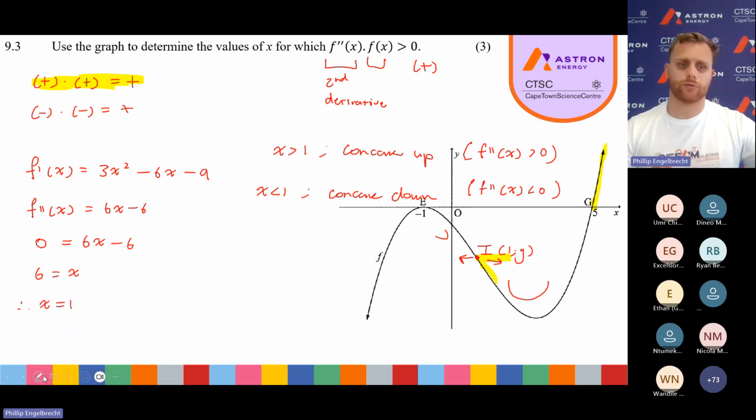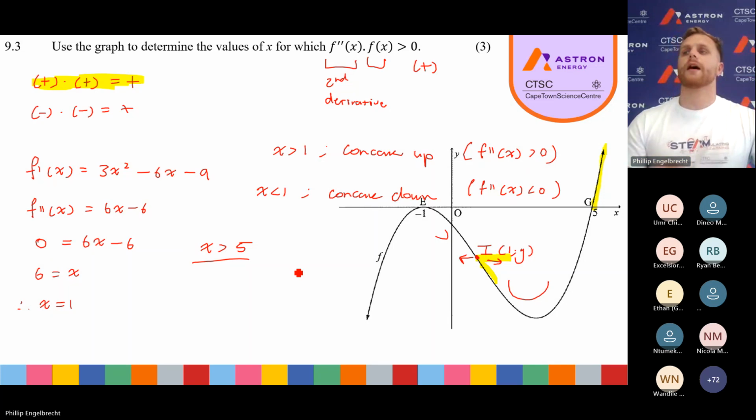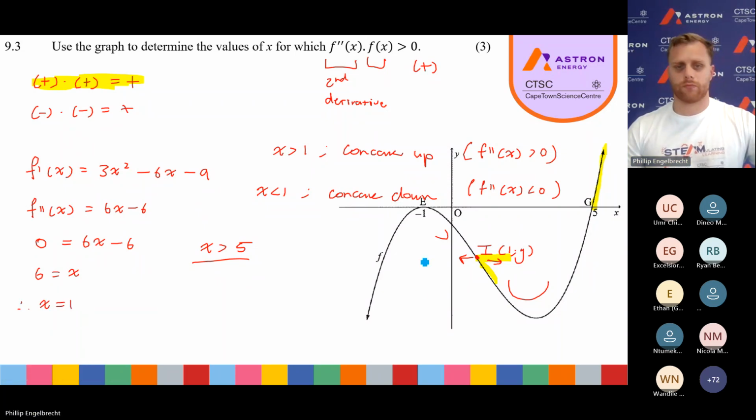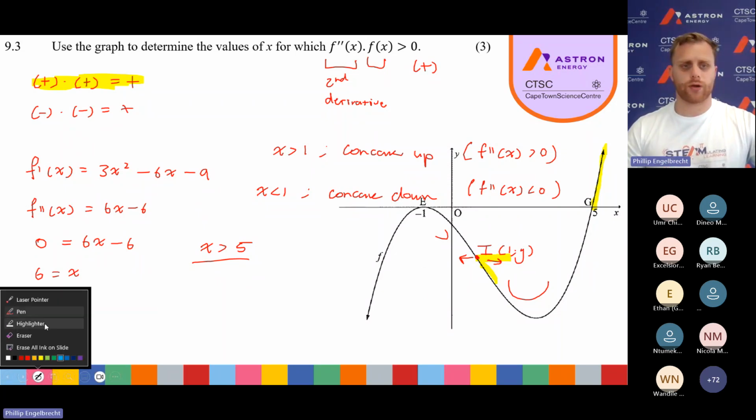Okay, so I know that x needs to be greater than 5. Bam. Now let's go into the opposite direction. So I'm going to get my highlighter. I'm going to change color to blue.